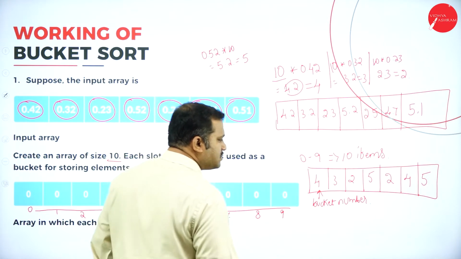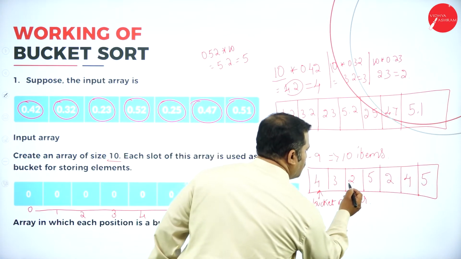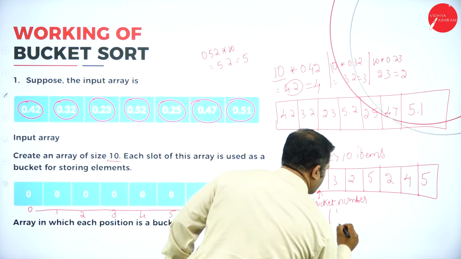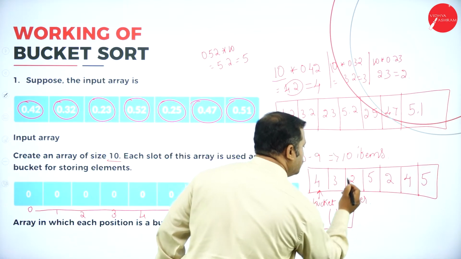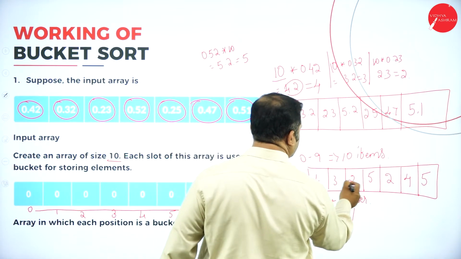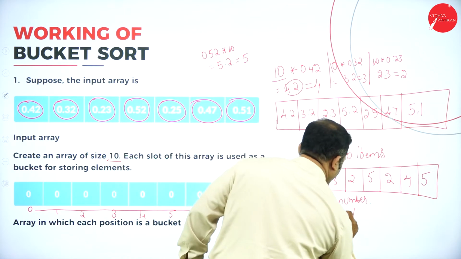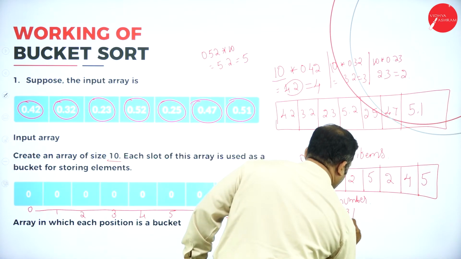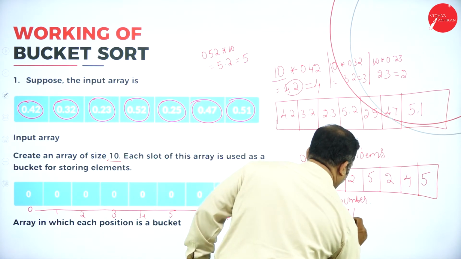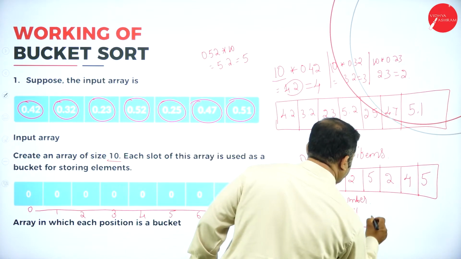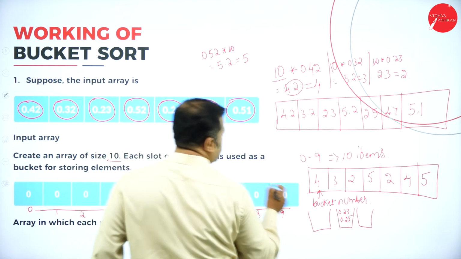We have the buckets: the first bucket is empty, and the second bucket has two data items. Which are those two data items? 0.23 and 0.25. Right? Which item is in the third bucket? That is the second item, 0.32.